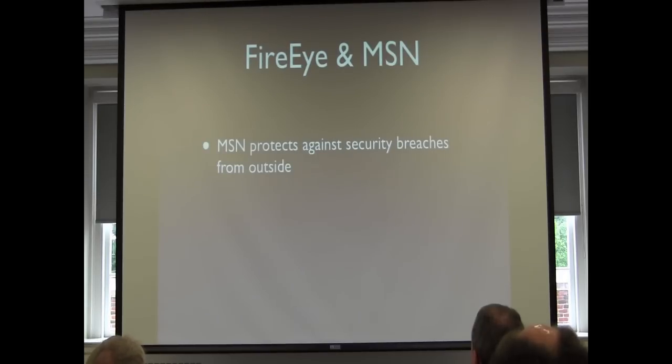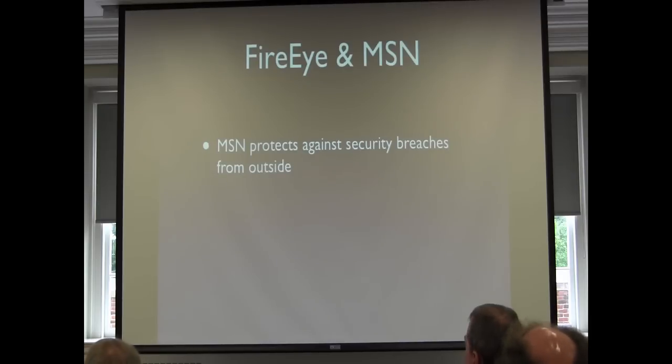Just a little plug, my usual plug here for the MSN. The way the MSN works, of course, is that it has a firewall built in so that an outside infiltrator, evildoer, malefactor, cannot initiate a process on a local machine. That malefactor has to be inside the university to start off that process. So that's the major function of the MSN.